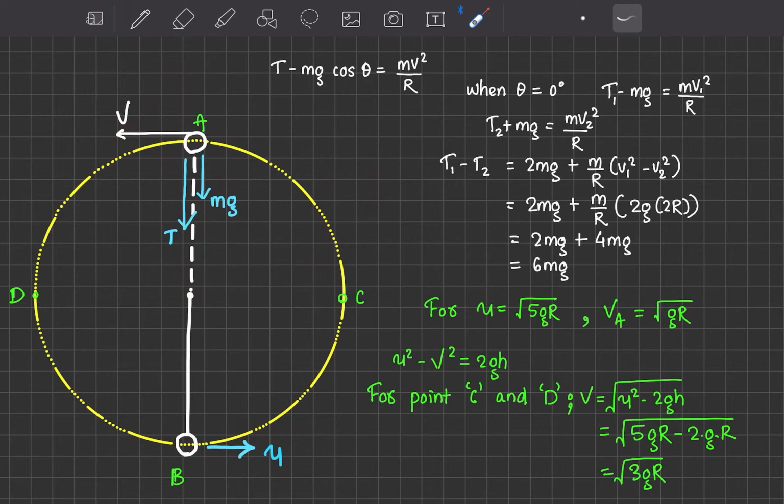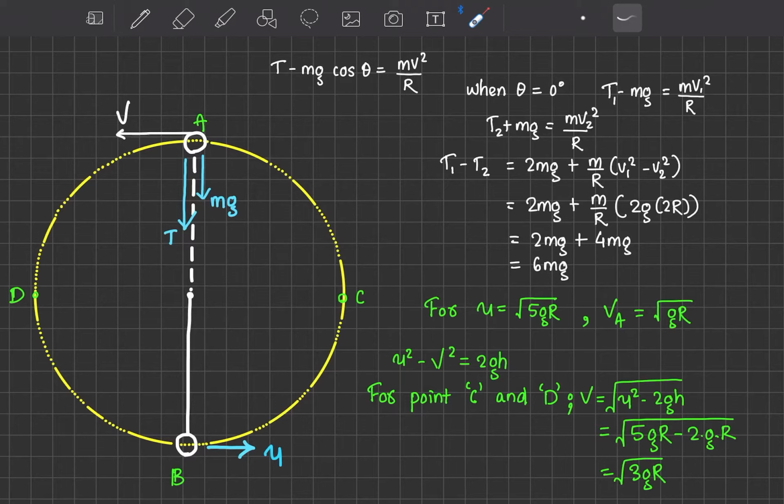Now let's put those values. Instead of v1 square minus v2 square, we put 2gh, and instead of h we put 2r. So here r and r got cancelled, and we got 4mg, and here 2mg. Total value we get is 6mg. This means the difference between the magnitude of tension at the bottommost position of the particle and at the topmost position of the particle is equal to 6 times the weight of the particle. Now this is one relation between the tensions.